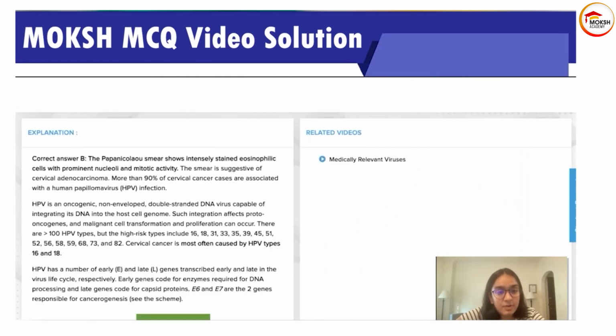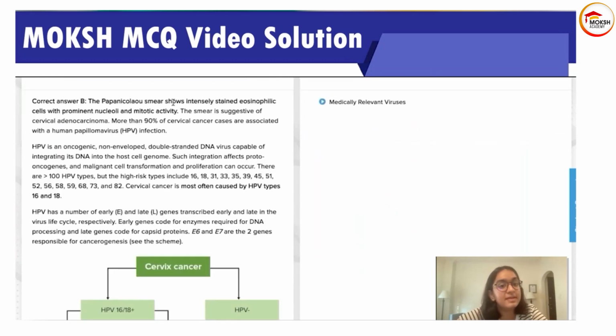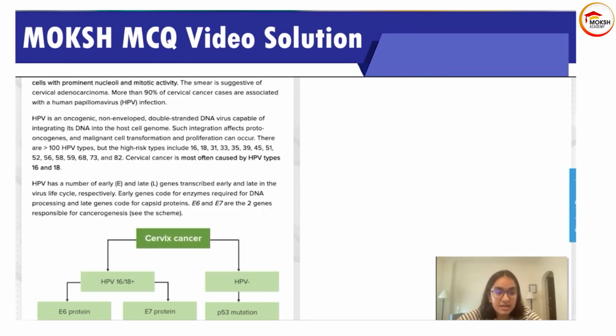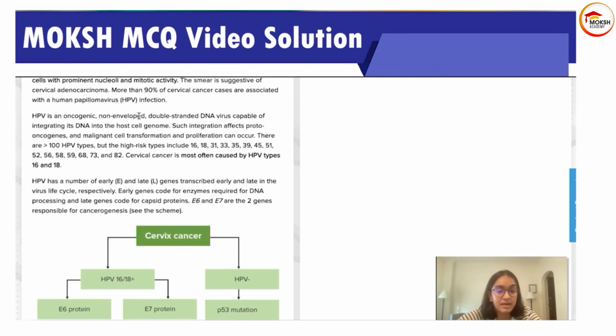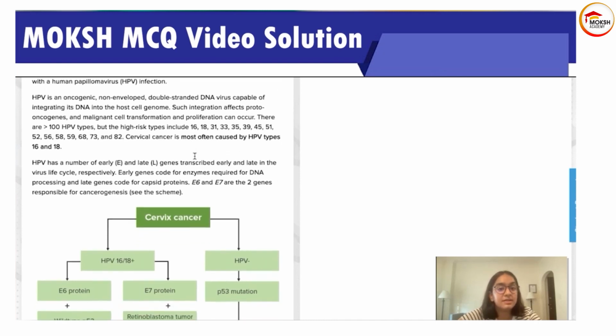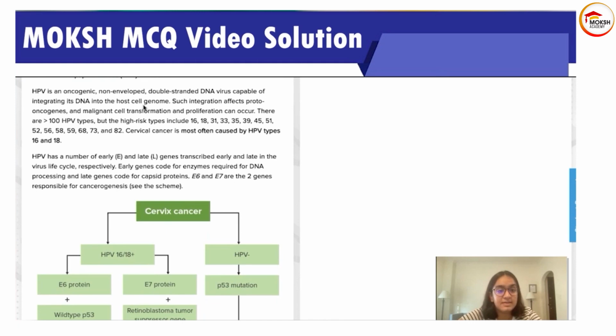So that is exactly what you will see they're saying here. The pap smear shows intensely stained eosinophilic cells with prominent nucleoli and mitotic activity. The smear is suggestive of cervical adenocarcinoma. More than 90% of cervical cancers are associated with HPV. HPV is oncogenic. It is non-enveloped. It is a double-stranded DNA virus capable of integrating its DNA into the host genome. And such integration affects the proto-oncogenes, and malignant cell transformation and proliferation can occur. So there are more than 100 types, but these 16 and 18 are the ones you need to know because they're the high-risk variants which cause cervical cancer.